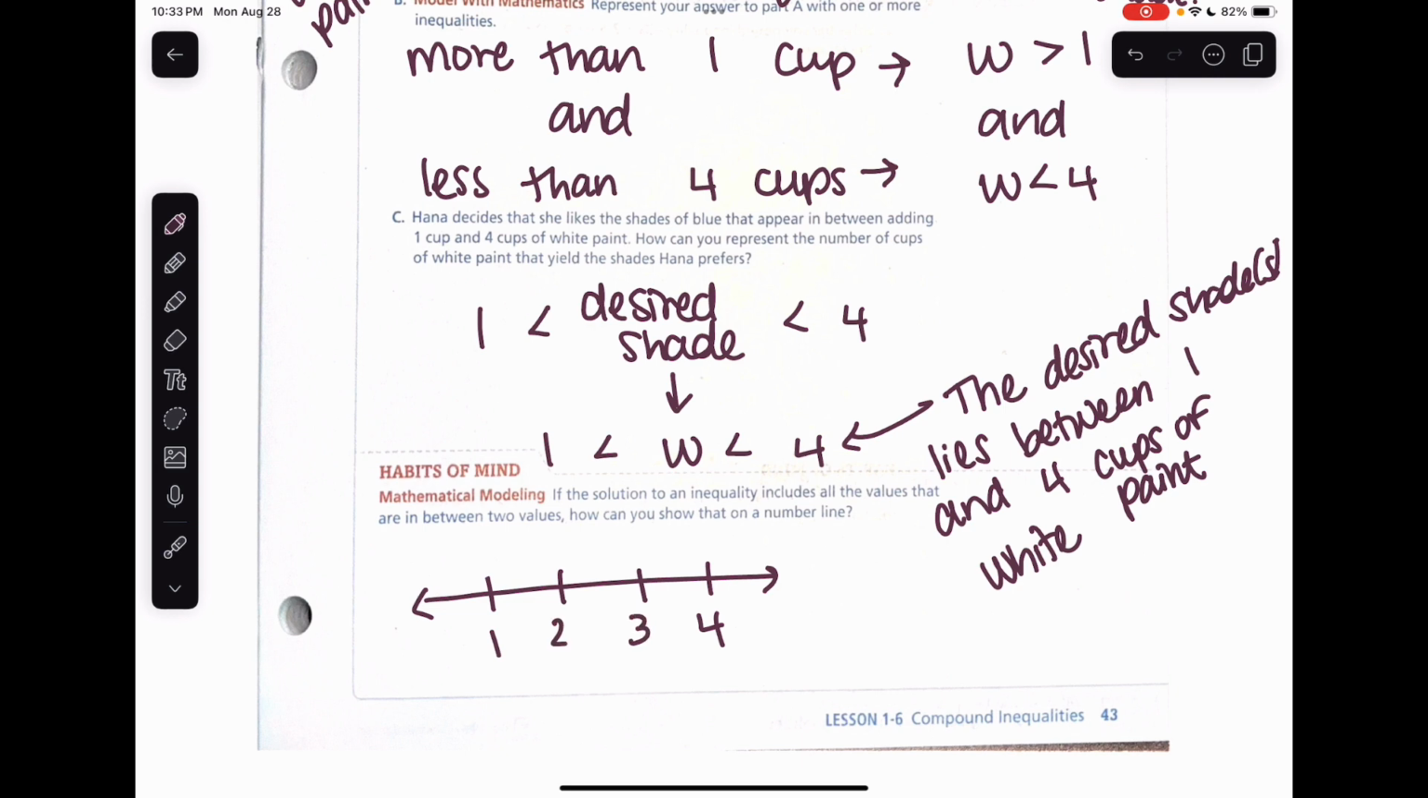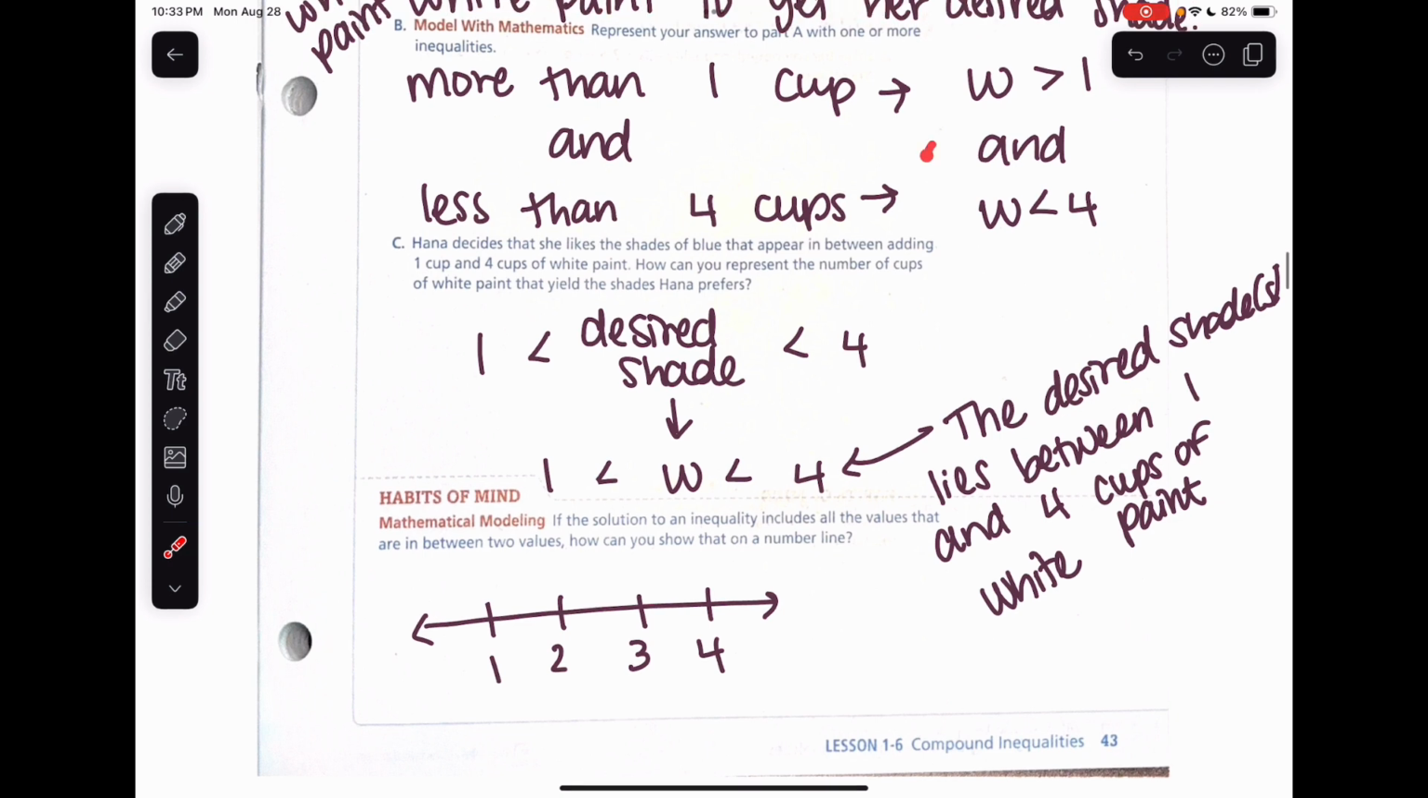So if it's between 1 and 4, we can go back to what we already know about graphing inequalities. We know that if we have greater than and less than for the W, or you can even just go back and do this. If it's going to be between 1 and 4, then these two symbols mean that these numbers are not included.